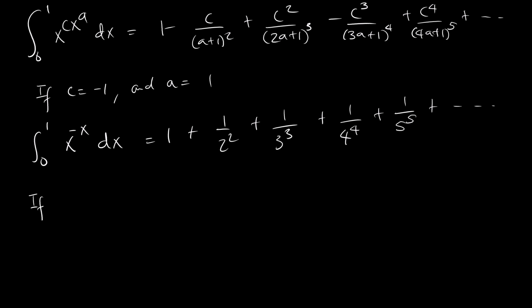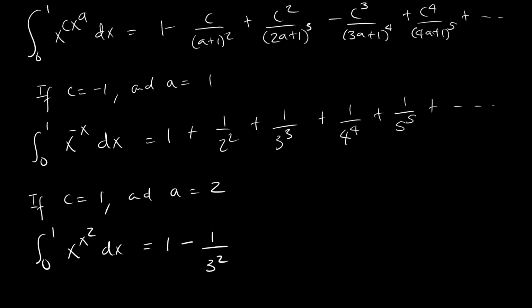If, for example, we say, okay, if c is equal to 1 and a is equal to 2, that means our integral is 0 to 1 of x to the power x squared, which is equal to 1 minus 1 over, here we have 2 plus 1, which is 3 squared, plus 1 over 2 times 2 is 4 plus 1, so we have 5 to the 3, minus 1 over 3 times 2 is 6, so we have 7 to the 4, plus 1 over 4 times 2 is 8, so we have 9 to the 5, and so on and so on. Okay, so we've seen that scenario.